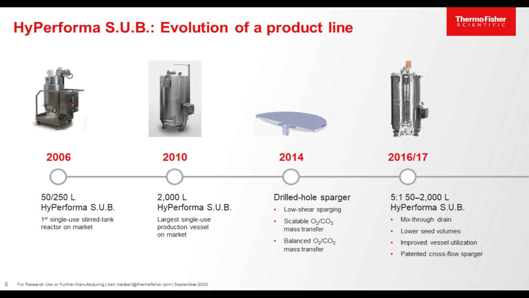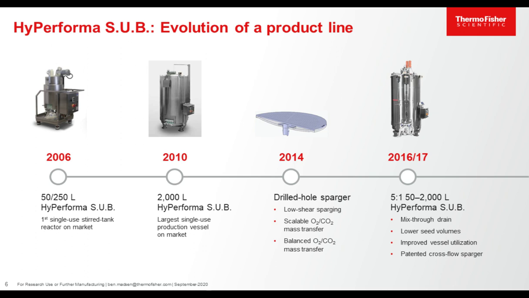When we launched the first 50 and 250 liter bioreactors back in 2006, we knew this would not be the final design, nor the final size offering. And additionally, we saw areas of improvement for both aesthetics and ergonomics and functionality and performance. So over the years, we've seen the addition of increased sizes up to 2,000 liter scale and more pieces within that scale range, and vast improvements in mass transfer for both CO2 and oxygen with the addition of the precision laser drill hole sparger back in 2014.